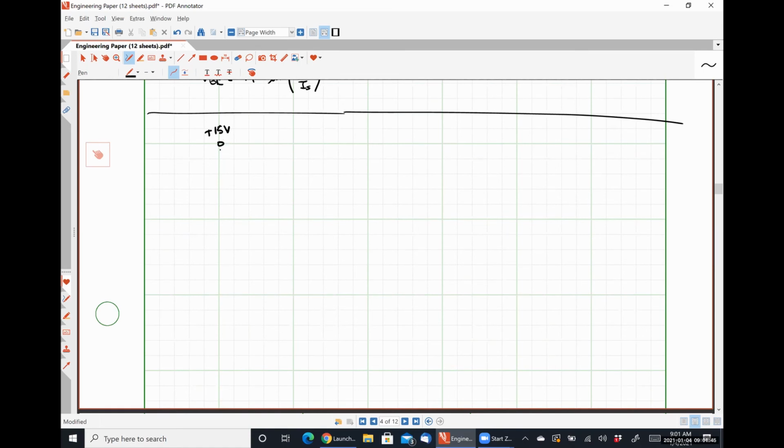So we have 15 volts. Here's a 10 kilo ohm resistor. Here's another positive 15 volts. Here's a 680 kilo ohm resistor. And we are told that the output voltage here, which is the same as the collector voltage, VC, is 7 volts. And we're also told that VBE is equal to 0.7 volts. I want to determine alpha and beta.